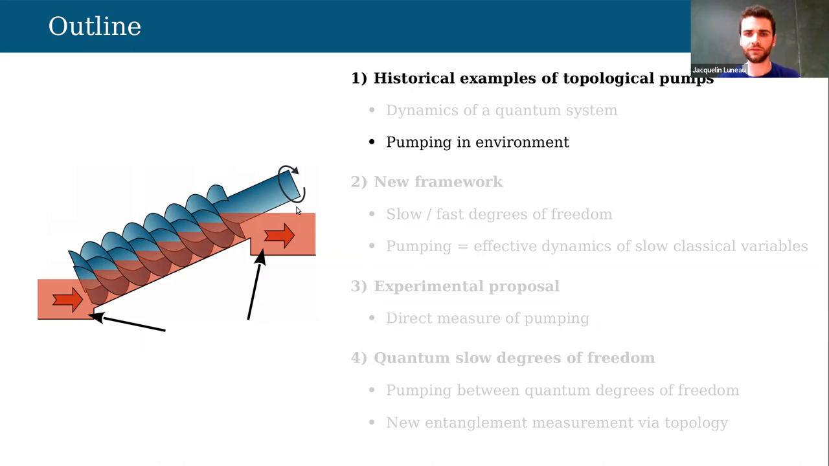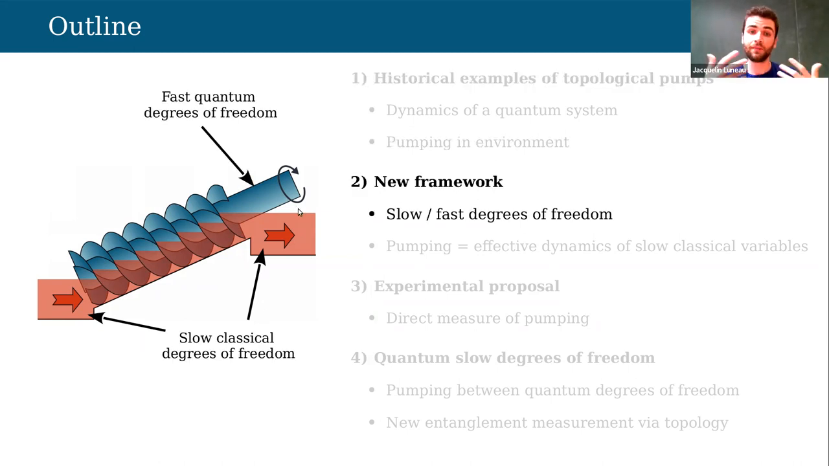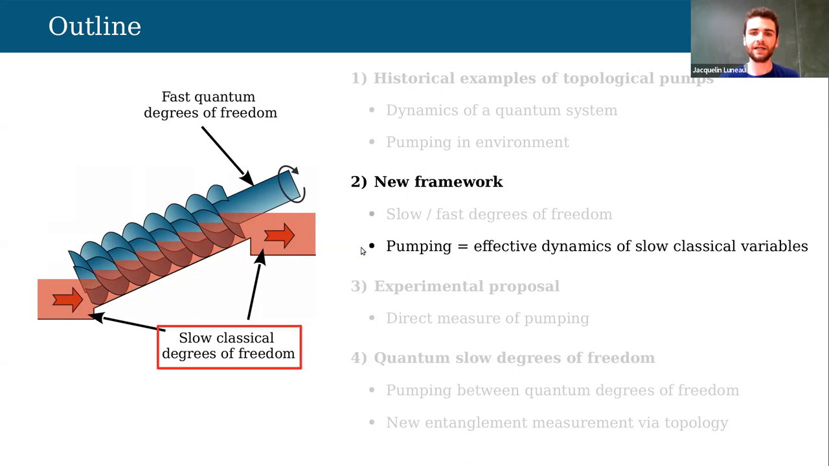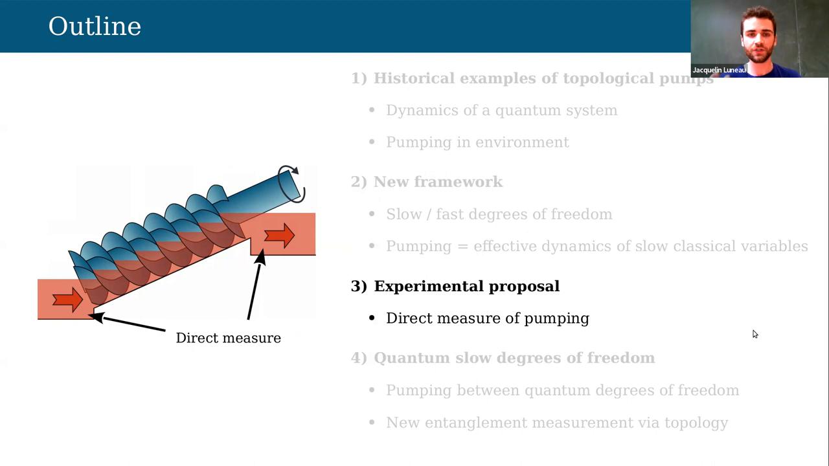With this perspective, what we did is to develop a general framework of coupling between fast quantum degrees of freedom coupled to slow classical degrees of freedom, such that the pumping is seen as an effective dynamics of the slow classical degrees of freedom, rather than a topological property of the dynamics of the fast quantum degrees of freedom. And with this framework, we proposed an experimental realization of a topological pump, where we can directly measure the pumping, which means directly measure the dynamics of these slow degrees of freedom.